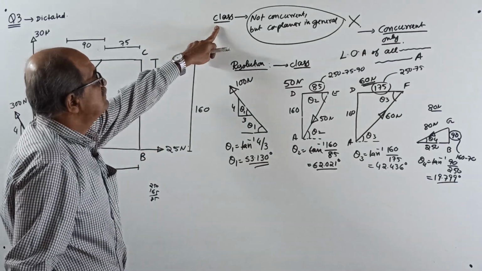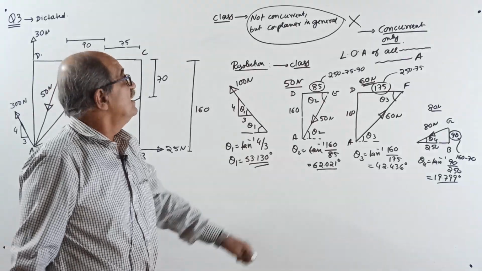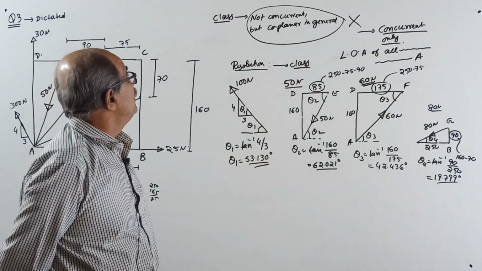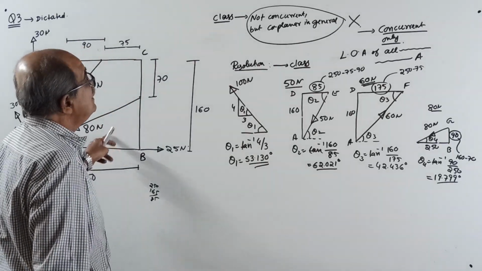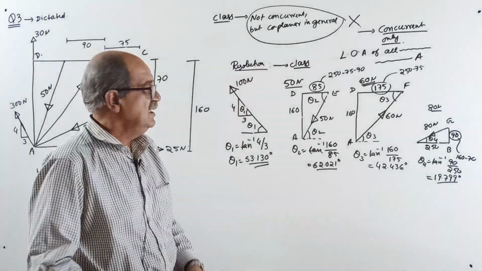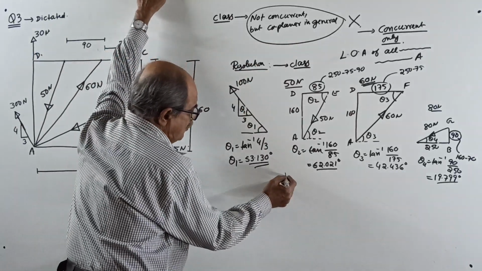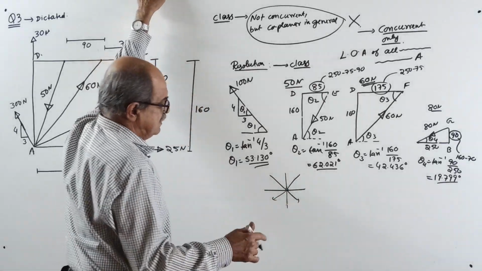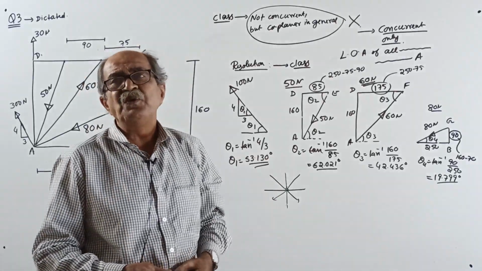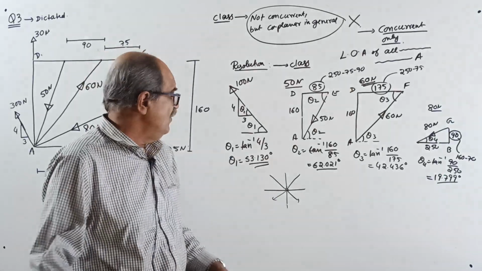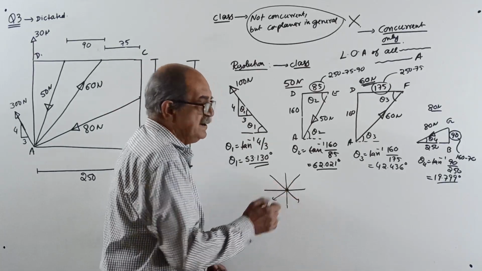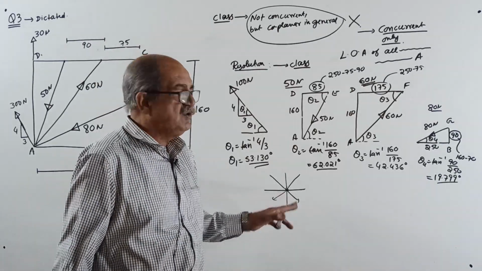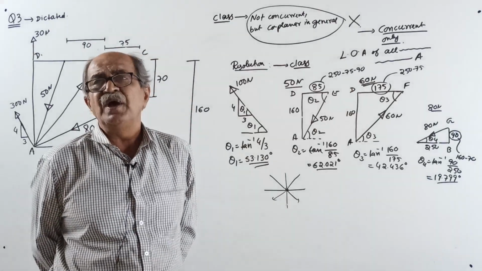Now, class. Suddenly, looking at the question, people will say, oh, this is not concurrent. It is coplanar in general. Make a note. Whenever a question is given like this, it is a concurrent force system. Here you require only magnitude and direction. Line of action is not required, because all the forces will pass through this point, and the resultant also will pass through the same point. I have told this so many times. So if it is a concurrent force system, we require only magnitude and direction.